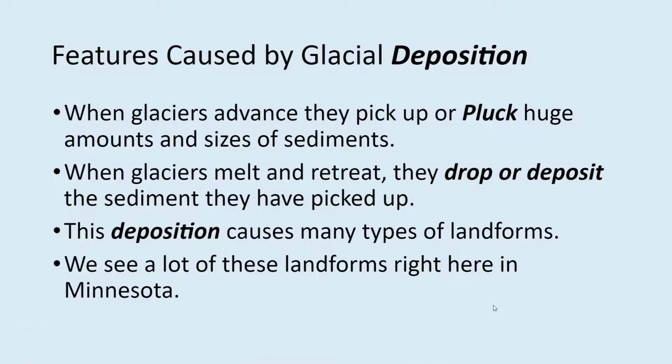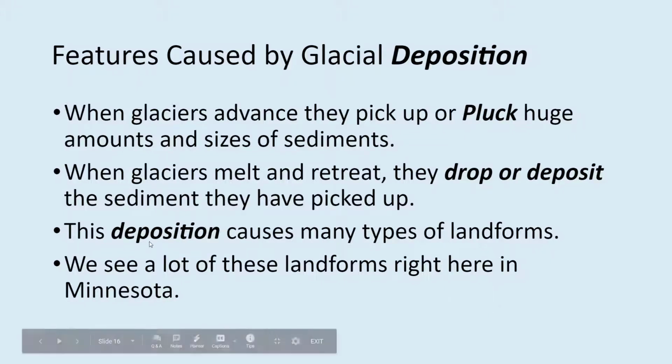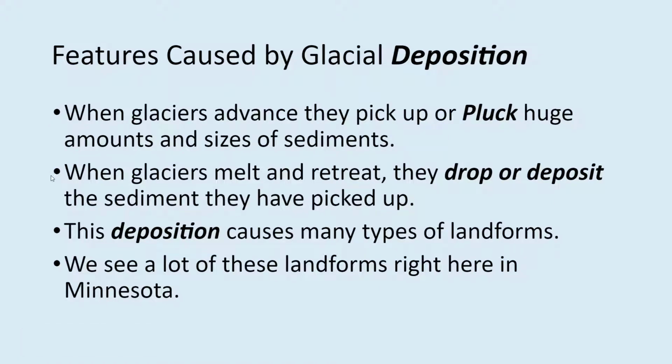Sorry. Anyway, on the other hand, you guys, as we said earlier, you can have glacial features that are caused by deposition. If you remember when we talked about erosion versus deposition yesterday, we know that erosion is the picking up and transporting, and deposition is the dropping of sediment. So if we're looking at the first bullet here, when glaciers advance, they pick up or pluck huge amounts and sizes of sediments. When glaciers melt and retreat, they drop or deposit the sediment they have picked up. This deposition causes many types of landforms.